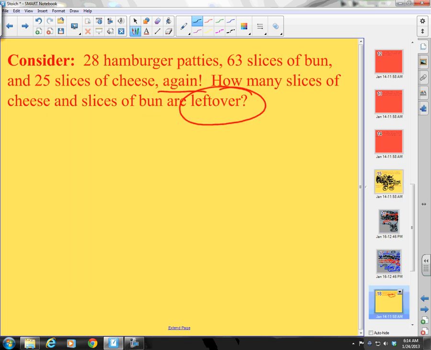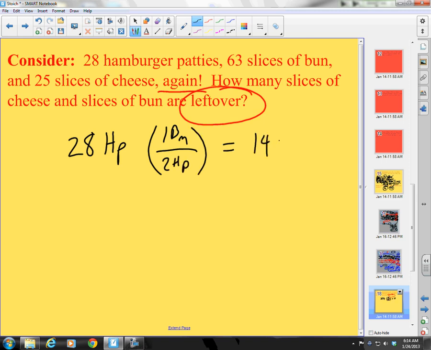Okay, so how do we handle this? Well, what we know is that 28 hamburger patties are going to run out. And when I've run out of those 28 hamburger patties, and we said one Big Mac per two hamburger patties, I'd end up with 14 Big Macs, right? Now the question though is, how much cheese and buns do I have left over? Well, to understand that, I have to figure out how much cheese was used.